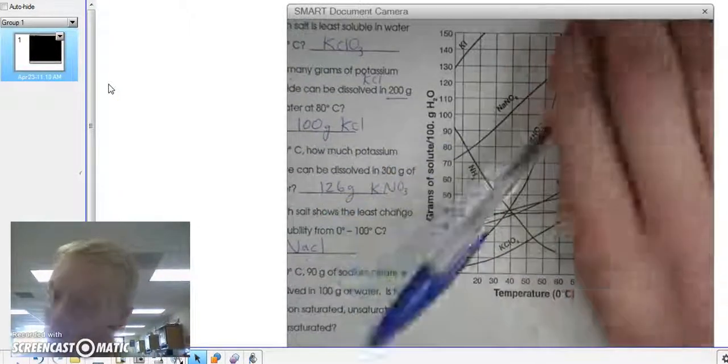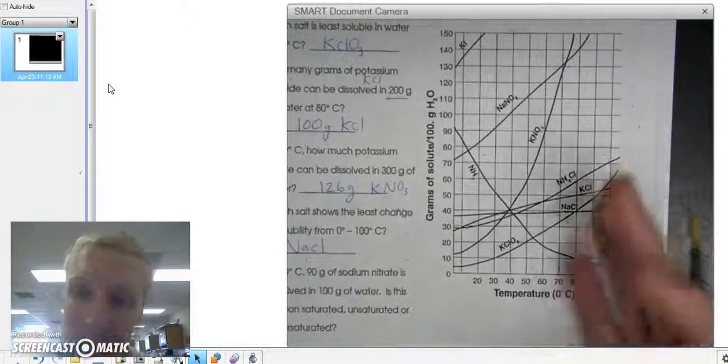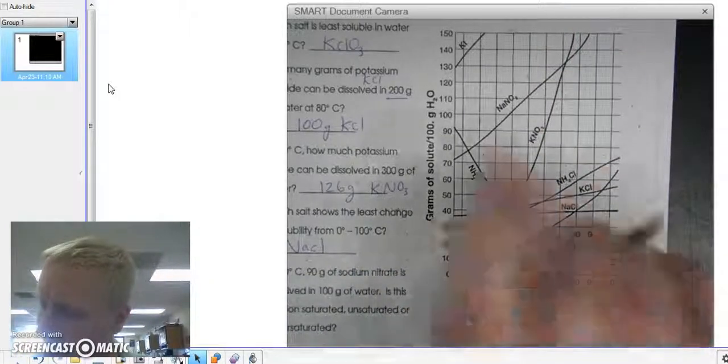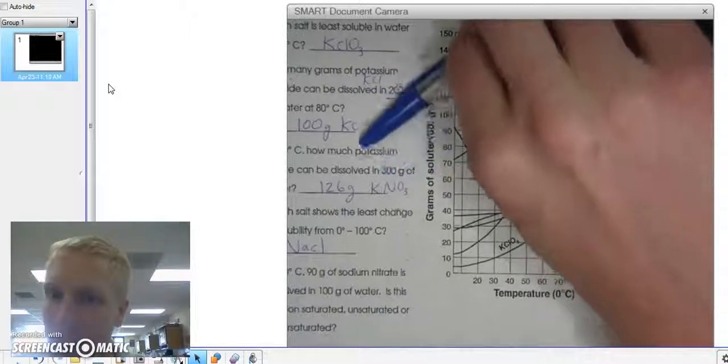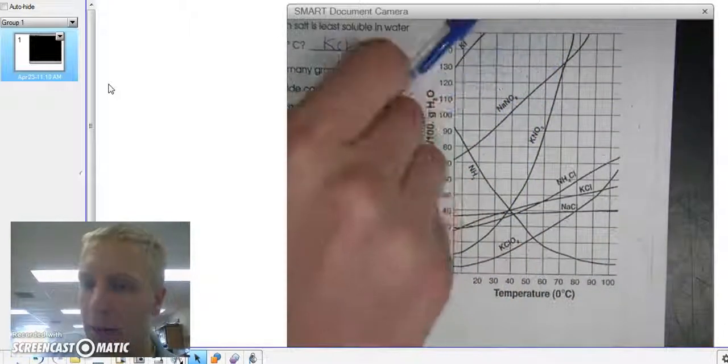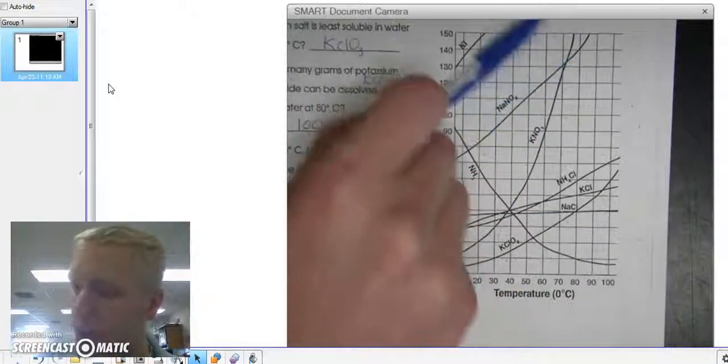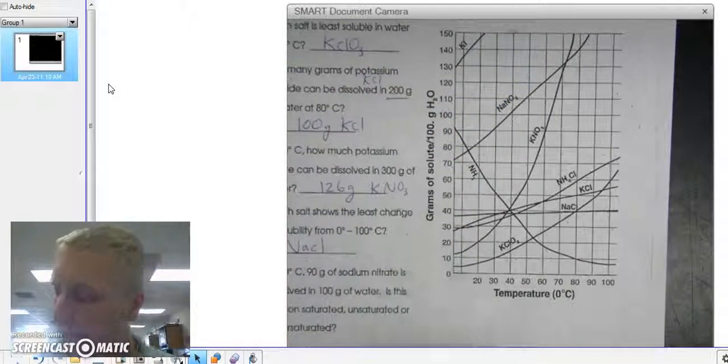Supersaturated just means it has more than the max amount of solute that a solution can hold. Any dot above the solubility line of NaNO3 would be considered supersaturated.